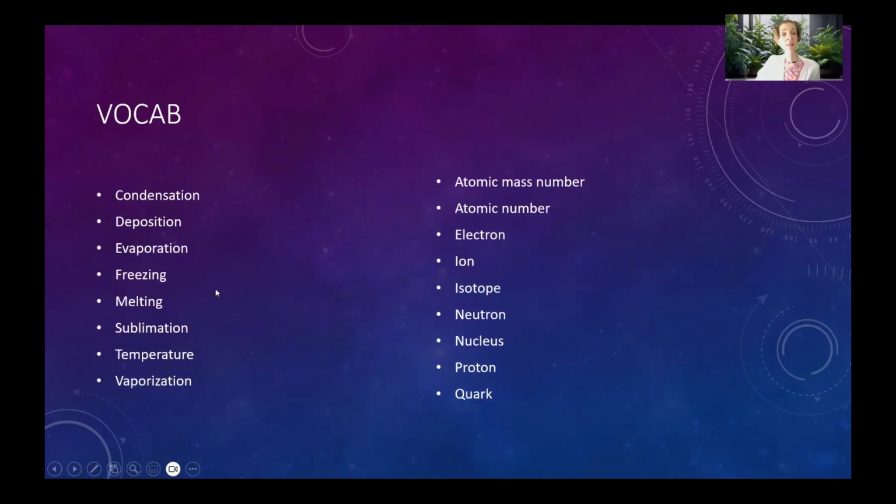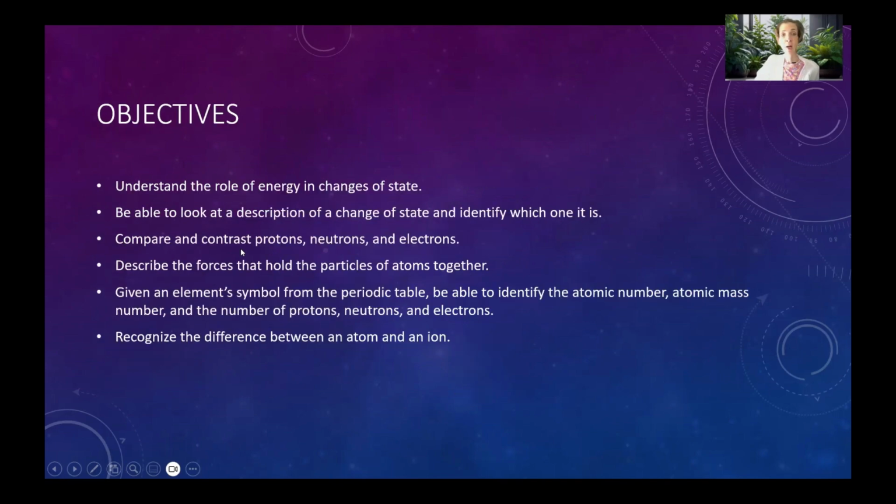All right. Here are your vocab words for this week on the class page as usual. Our objectives for today are to understand the role of energy and changes of state, be able to look at a description of a change of state and identify which one it is, compare and contrast protons, neutrons, and electrons, describe the forces that hold the particles of atoms together, given an element symbol from the periodic table, be able to identify the atomic number, atomic mass number, and the number of protons, neutrons, and electrons, and recognize the difference between an atom and an ion.